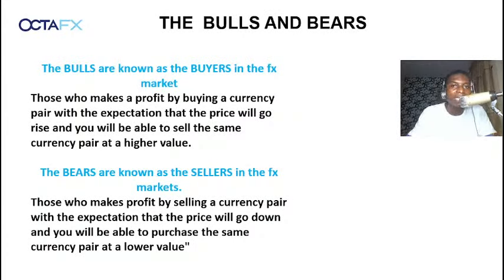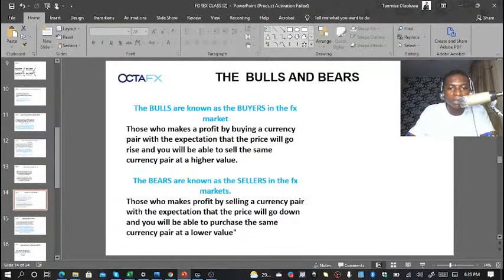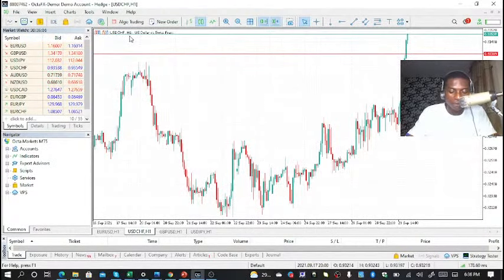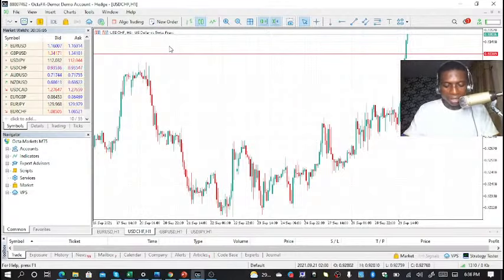The bull and the bear. Now a quick one. Let's go practical. I think I'm loving it practical than the slide. So now the bull and the bear. Now what do you think is happening on USD CHF? On this chart that you see now, what do you think is happening?